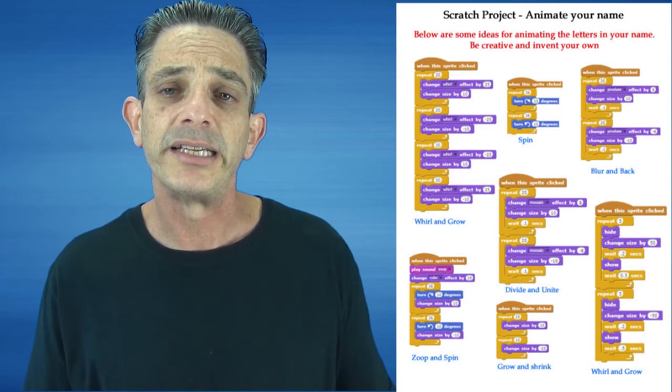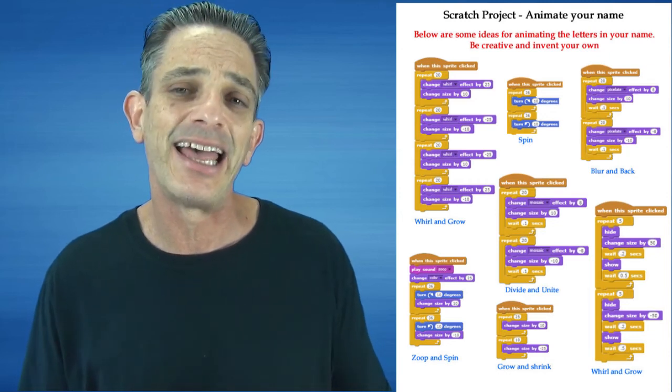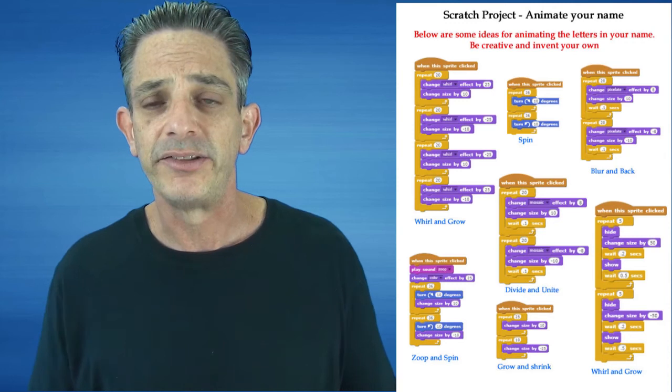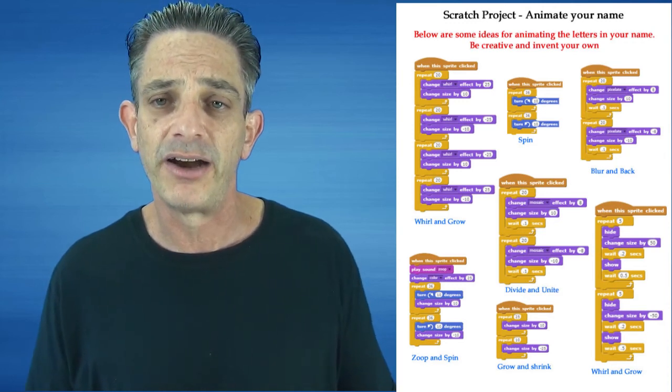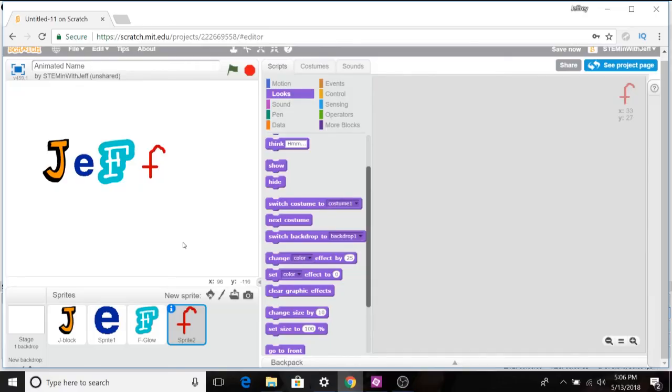So I've included in the description below a link to a little cheat sheet with about 8 different ways you can animate your letters. I'm going to use 4 in the project that we're going to do now. You can download it, feel free to use them, but again, I encourage you to get creative and do your own thing. So there we have J-E-F-F.